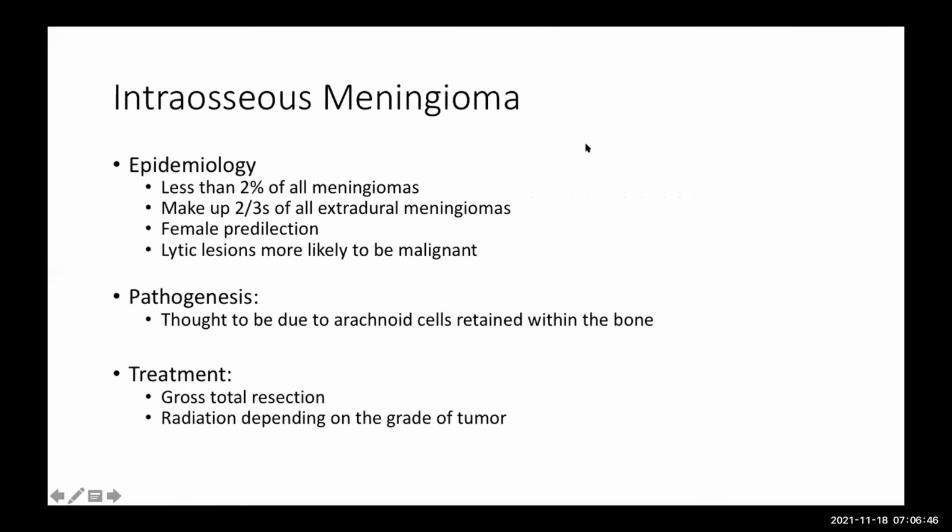So it was interesting, just mostly because she went to an outside hospital. She had an actual biopsy of this lesion, which came back as squamous cell. I'm not sure where they biopsied, but this ends up being an intraosseous meningioma. This is less than 2% of all meningiomas, and 2/3 of all extradural meningiomas. There's a female predilection, and lytic lesions like this one are more likely to be malignant. It's thought to be due to arachnoid cells being retained within the bone.